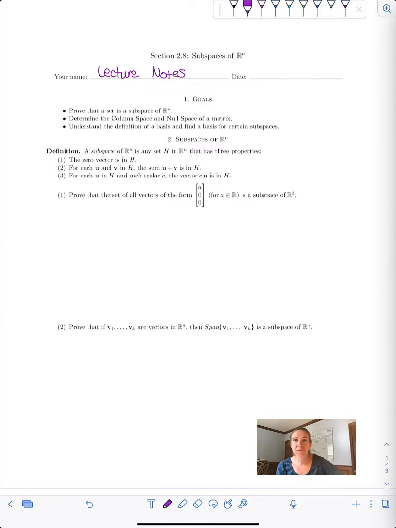Hello and welcome to section 2.8 of our linear algebra notes. Today we'll talk about subspaces of Rn, and in particular we'll talk about the column space and null space of a matrix and the definition of a basis and how to find bases for certain subspaces.